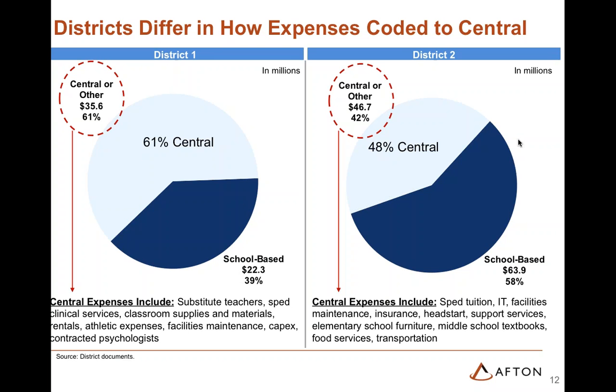So you can see in one case on the left, some of the central expenses included things like substitute teachers, special ed clinical services, even classroom supplies and materials, athletic expenses, facilities maintenance, CapEx, psychologists. On the right, their central expenses included things like special ed tuition, outplaced tuition, IT, maintenance, insurance, pre-K, support services, again furniture, textbooks, food services, transportation. So I think this reiterates some of the points that you all have mentioned earlier.